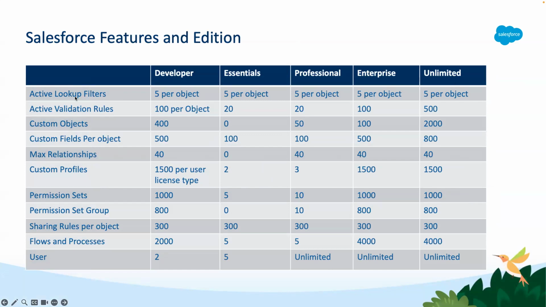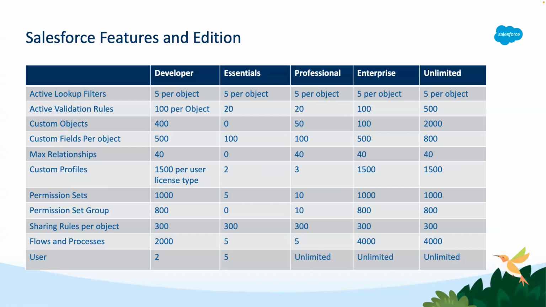So active lookup filters. If you see, everything is 5 per object. For validation rules, it varies with each edition. For your profiles, permission sets, your flows, users that you can create in the system, everything is differing in here. For professional, enterprise, and unlimited, unlimited means it is based on the licensing cost. It is based on the licenses that you purchase. If I'm purchasing it for 200, I'll have a 200. If I'm saying 400, I'll get a 400.